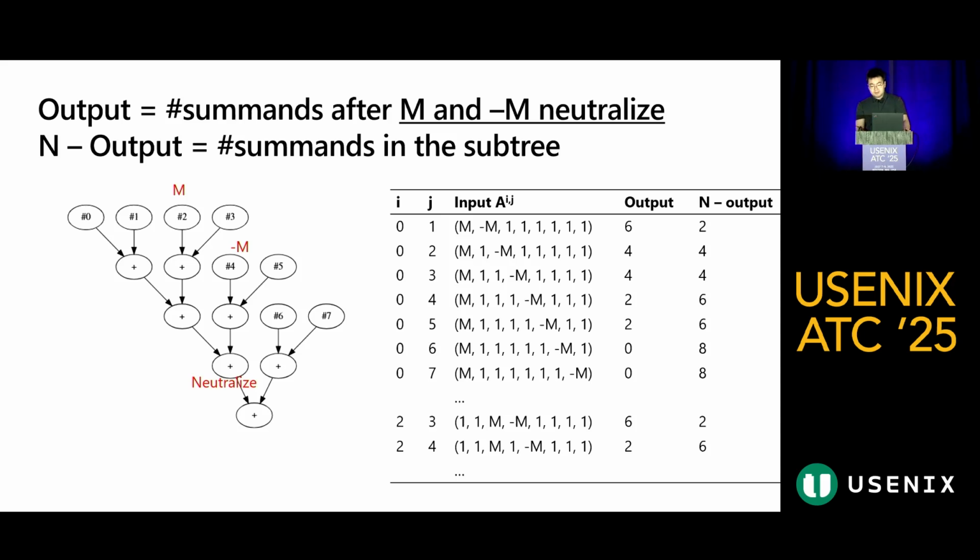In the next step, let's see the final step. M at index 2 and negative M at index 4 cancel each other out to 0 at a node labeled neutralized. This is a very low-level node, as this tree is very near the final result. The number of leaf nodes under the LCA equals 6 minus the summation output, which is 2.